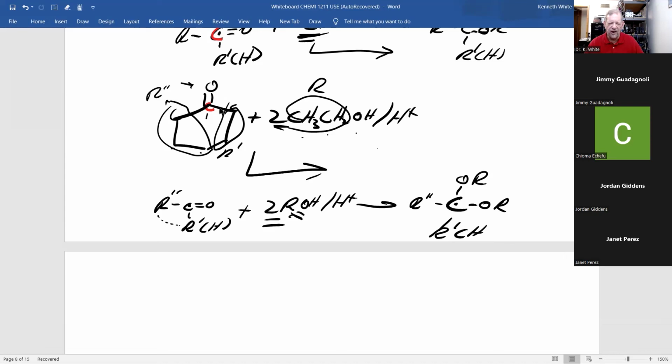No. So now the carbon double bond to oxygen will be this carbon, which is this carbon. You'll have two oxygens. And what's my R? Right here, ethyl. And each oxygen has that, and that's what you get. And that's how you do it.